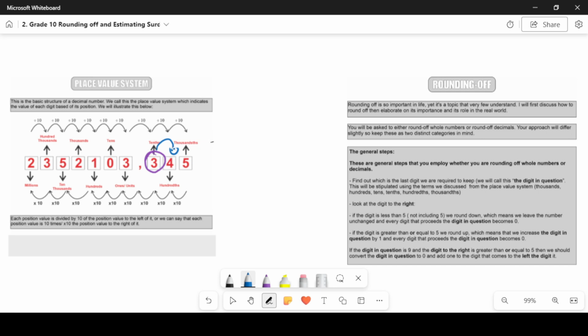So look at this number here. Let's say we were given 0,345. They say round to the nearest tens. That's the digit in question. I look to the right. That number is less than 5. What do you do if the number is less than 5? You round down. So what does it mean to round down? You take every number after the digit in question, which is the tens column, the 3 here, and you make it 0. So that is effectively 0,3.